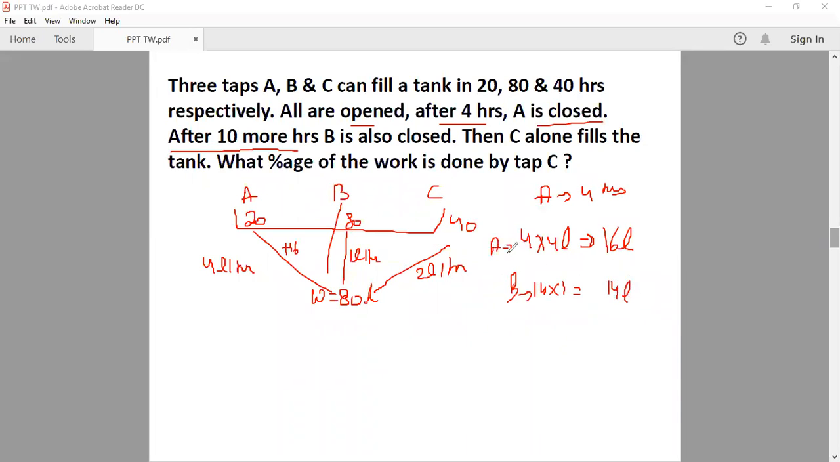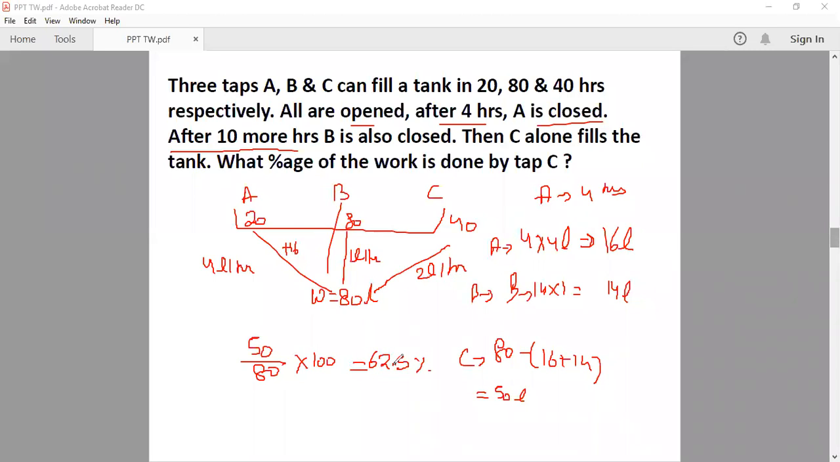अब A का काम 16 लीटर पे खत्म हुआ, B का काम 14 पे खत्म हुआ, तो C के लिए ऑटोमेटिकली कितना काम बचा? टोटल में से A और B का सब्ट्रैक्ट कर देते हैं, that is 50 liters, which means C did 50 out of 80. So 50 by 80 into 100, 5 by 8 is nothing but 62.5%.